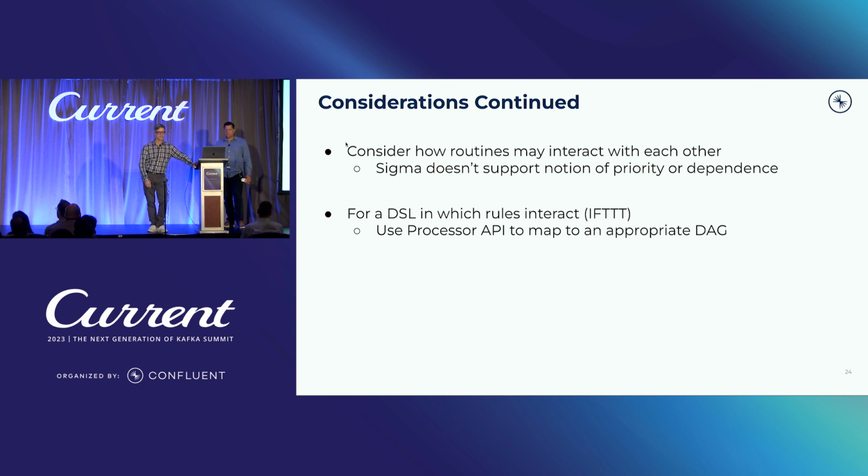Another thing is, consider how the separate rules or routines may interact with each other. SIGMA, for instance, that DSL doesn't support the notion of priority or dependence. We may add that in, but other DSLs may. So you may have a scenario where you have a group of rules. If it matches, then, this is if this, then that, you want to then go to the next set of rules. In that case, you want to look at using the processor API to create a DAG based upon sets of rules. Not something we've done, but it's something that you could do with your own DSL builder.